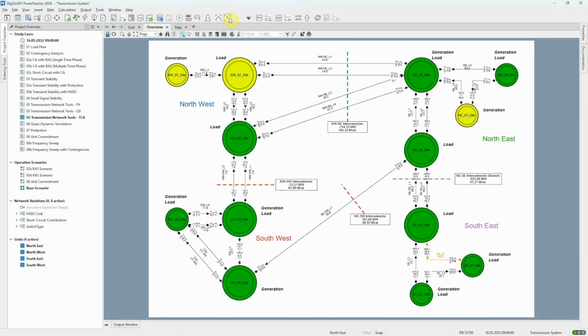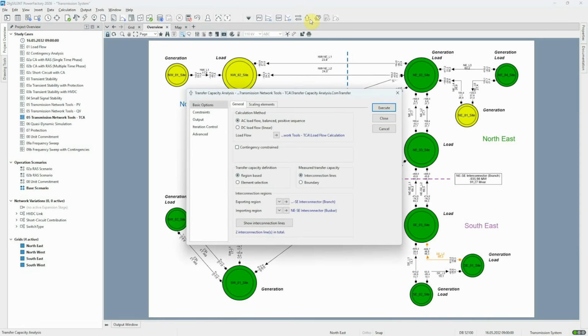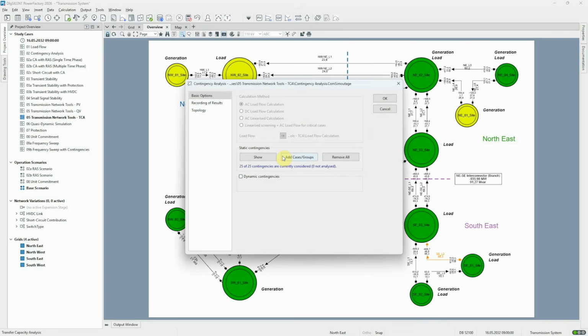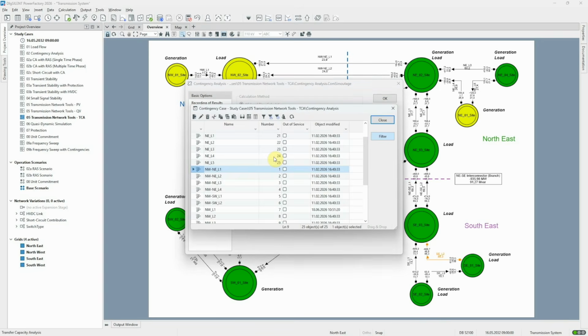In reality, the transfer capacity across a boundary may be limited by the impact of potential faults on the network. Returning to the Transfer Capacity Analysis dialog, we can see that there is an option to consider contingencies. If this is selected, the Contingency Analysis Command dialog can be accessed here. In this case, all the single circuit line faults have already been selected.